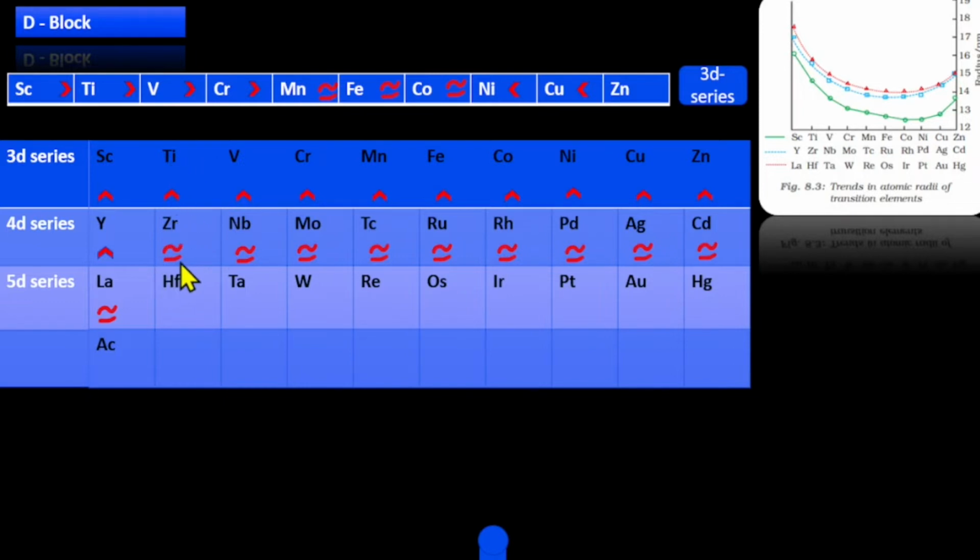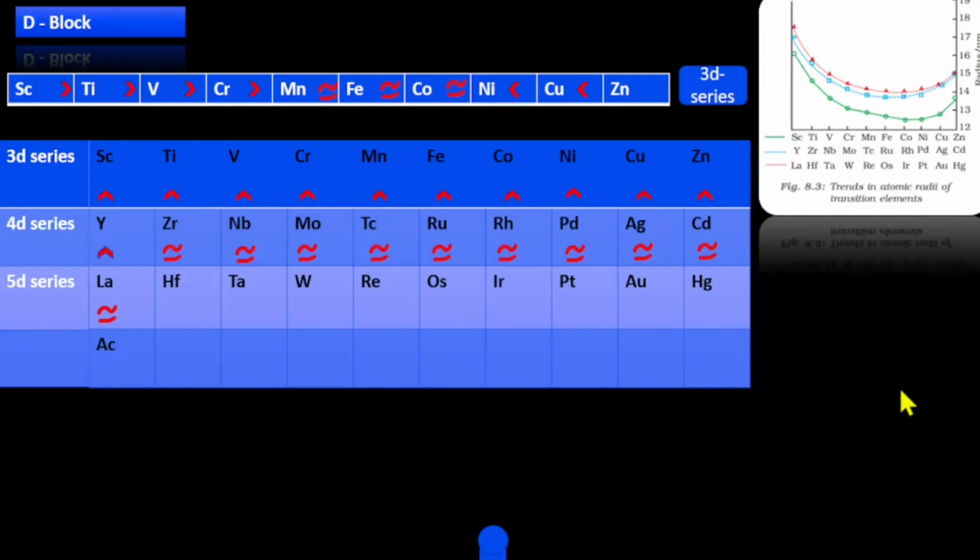Similarly here, zinc, cadmium, mercury, the same trend is there. Only here you will see that scandium, yttrium, lanthanum and actinium have almost the same atomic size.